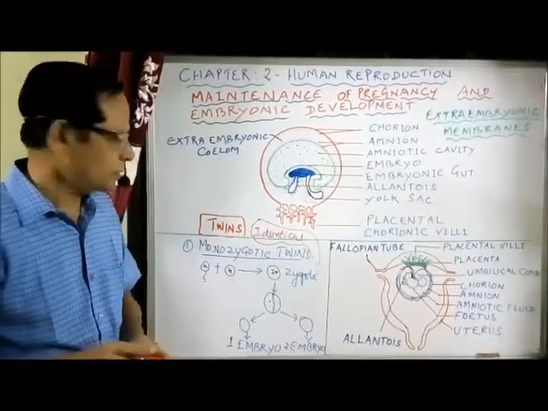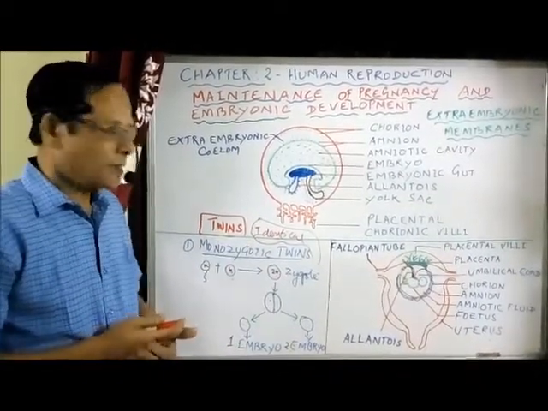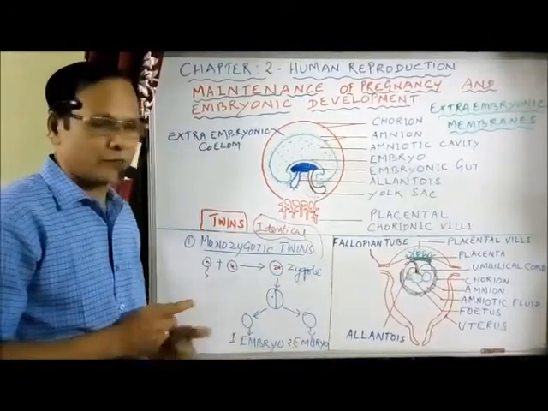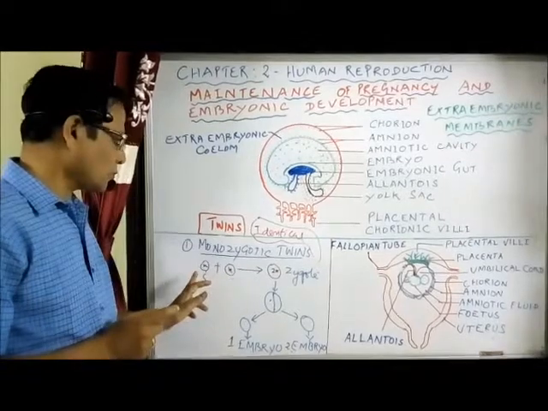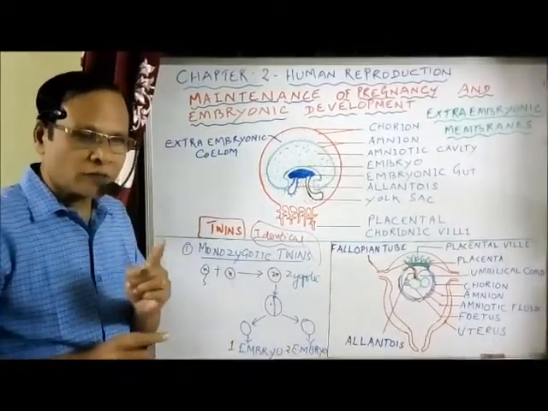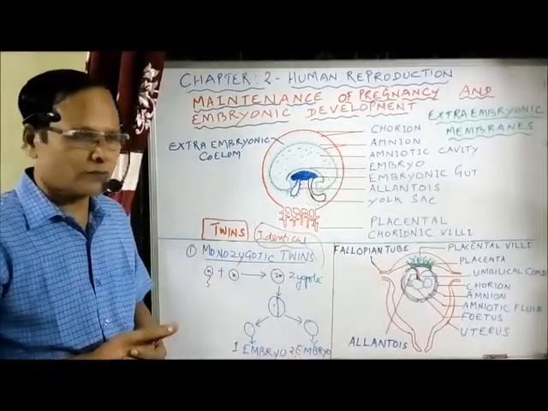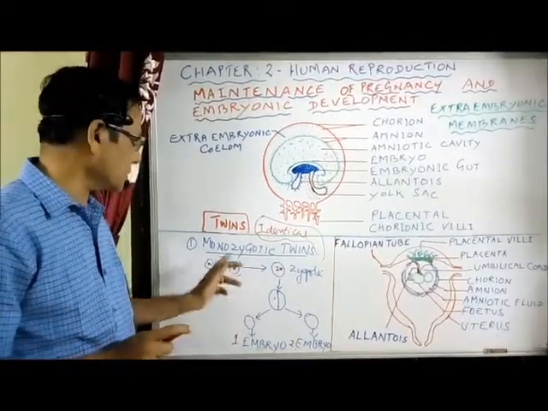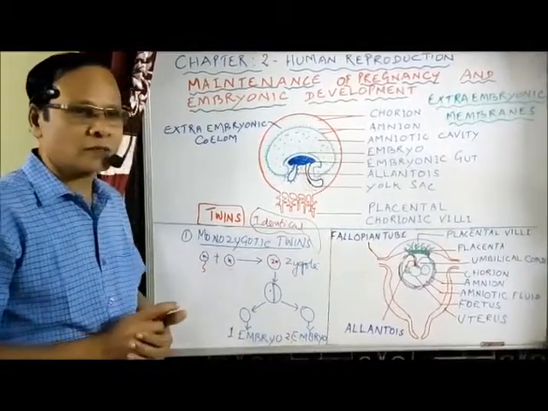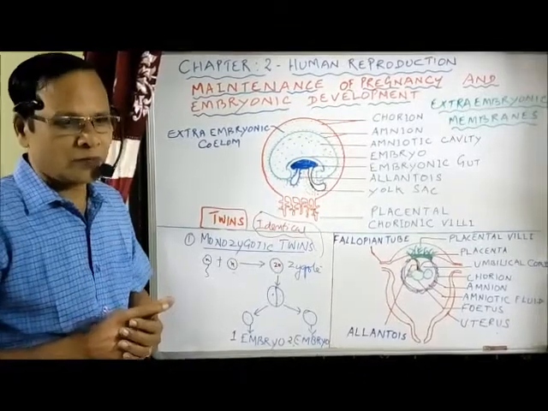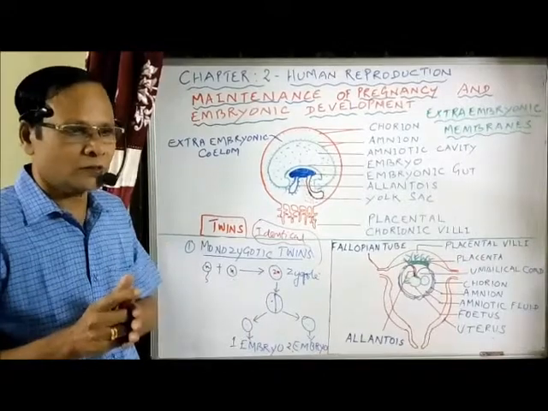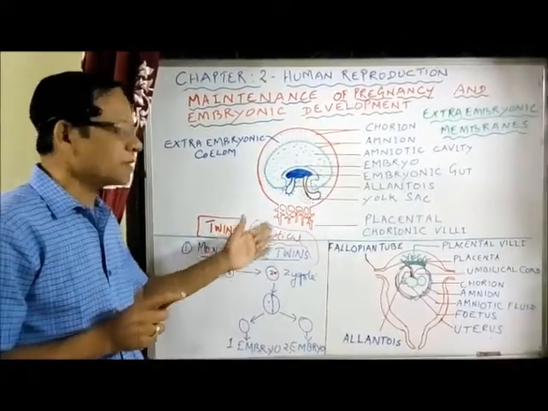Two offspring in the same pregnancy, and normally there is only one placenta for these two offspring. I am repeating once again: monozygotic twins, the name is given because one zygote gives rise to two individuals after the first cleavage division. These twins are also called identical twins because they are of the same sex, and they have the same genotype or genes. That's why they are called identical.